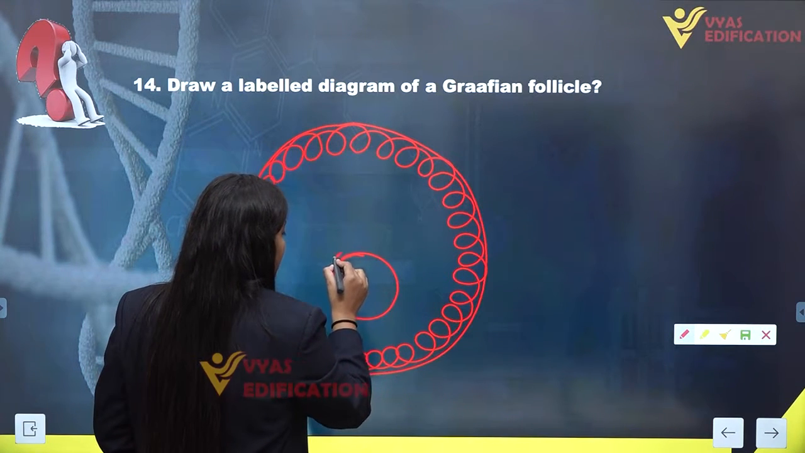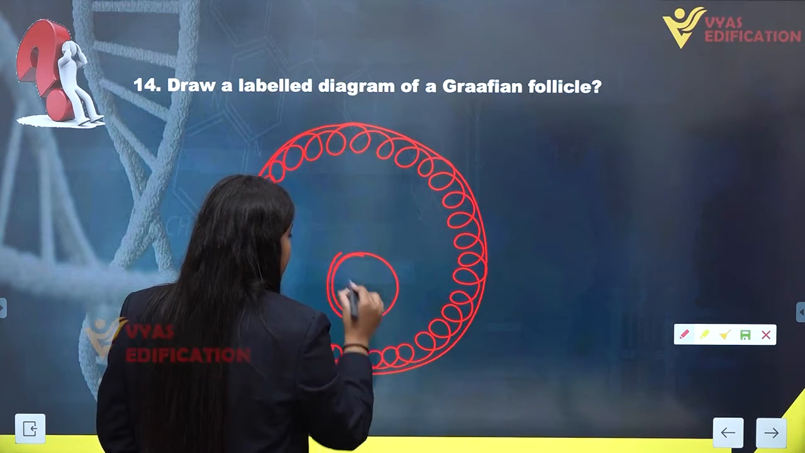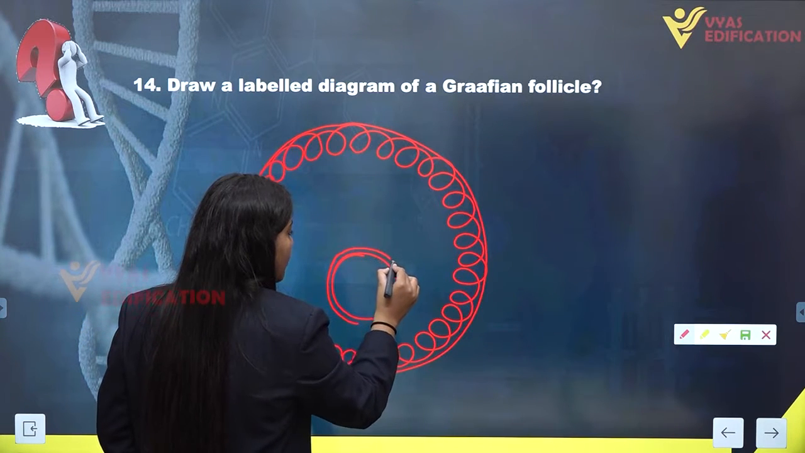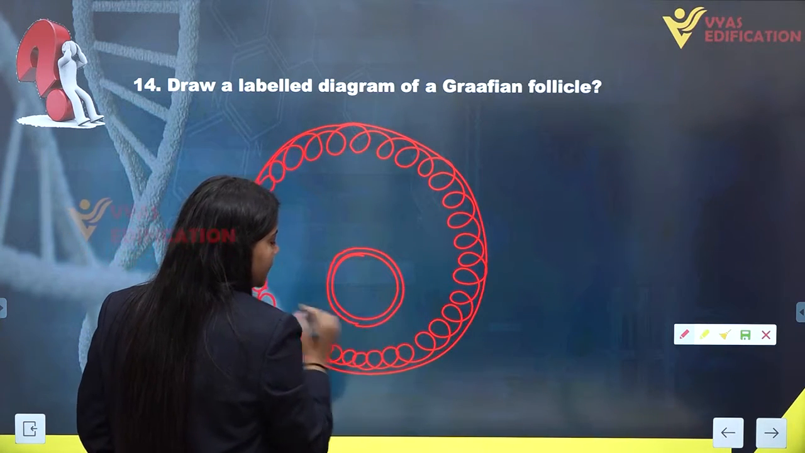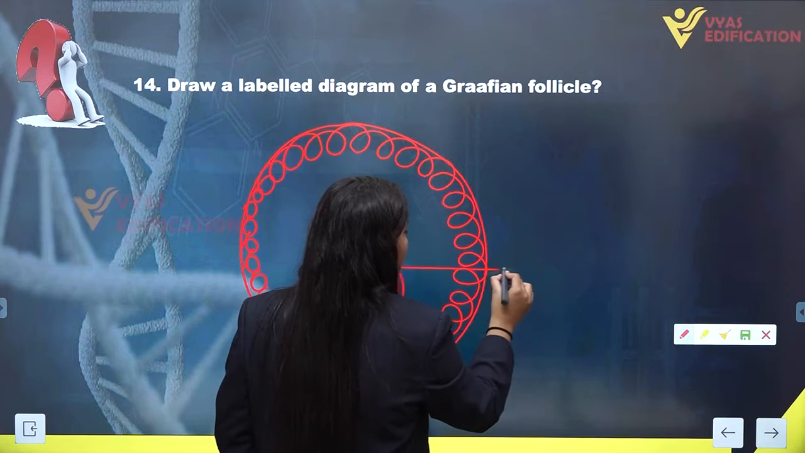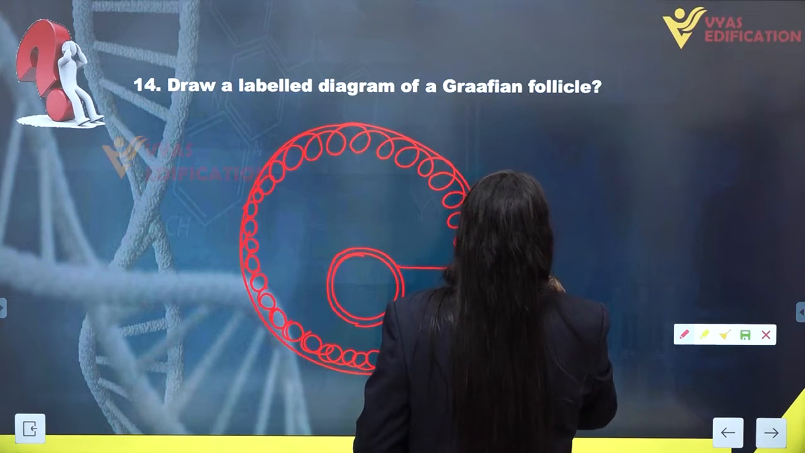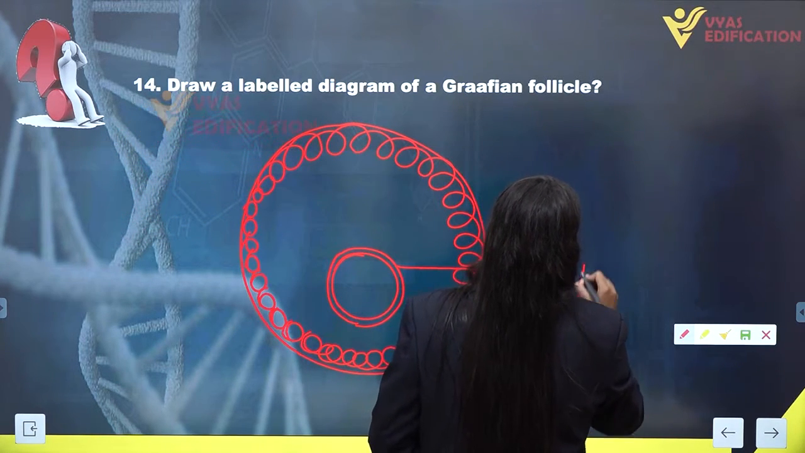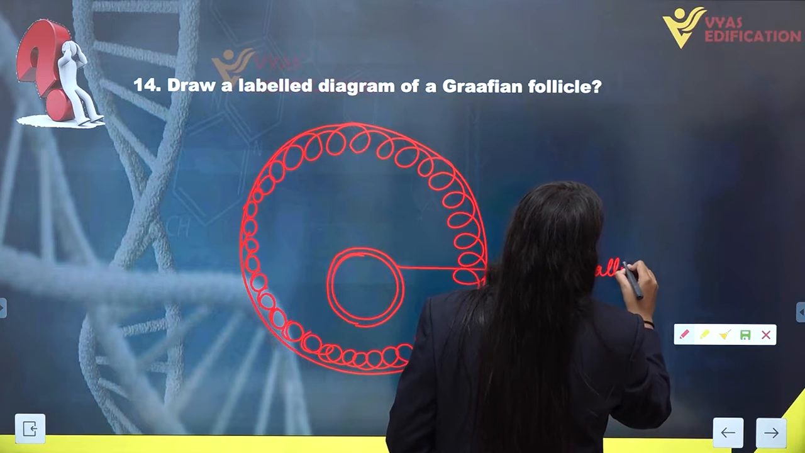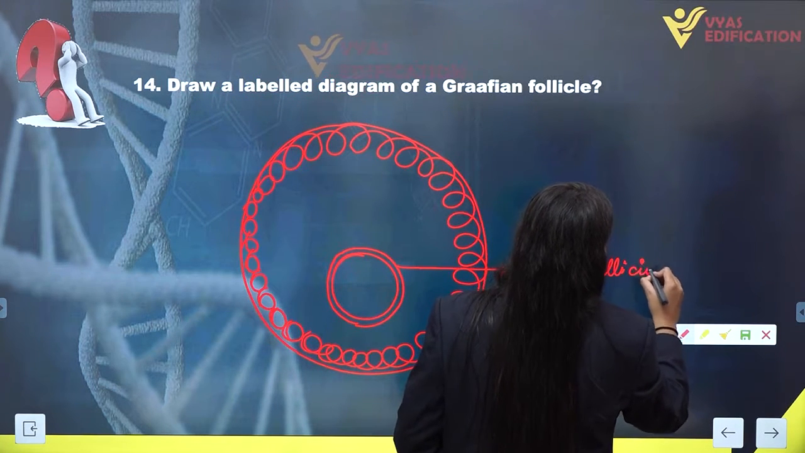The secondary oocyte has a layer surrounding it. This layer is known as the proteinaceous layer. First of all, this proteinaceous layer is known as the zona pellucida. This is known as the zona pellucida.